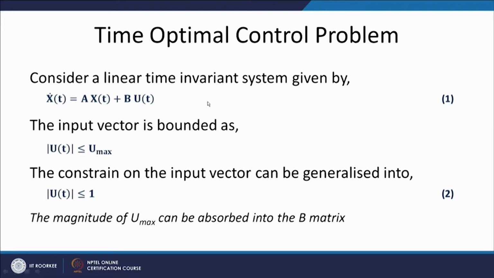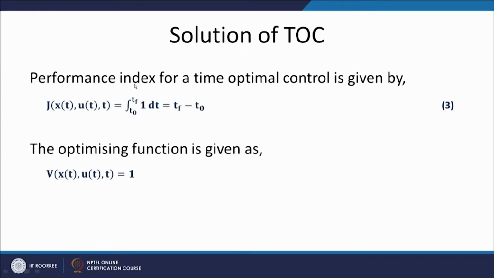So, this is the problem statement. I have a linear time invariant system in which my u is bounded. I have to determine the optimal value of u which will transfer my state from the initial state to the final state in minimum time. So, I can define my performance index, as we have discussed for a minimum time problem. My objective is to minimize the time, so I will take this as the integral from T0 to Tf of 1 dt, which is nothing but Tf minus T0, because this time I have to minimize.